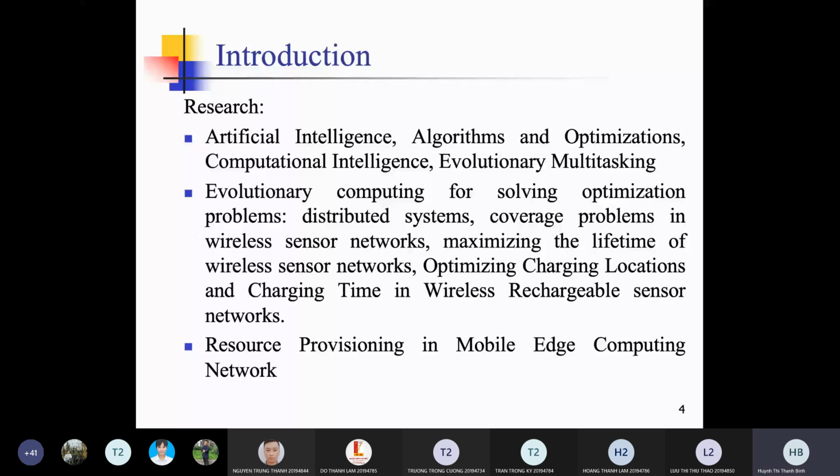And we are interested in evolutionary computing for solving optimization problems, such as distributed system, coverage problem in wireless sensor network, maximizing the lifetime of wireless sensor network, and resources provisioning in mobile edge computing network.